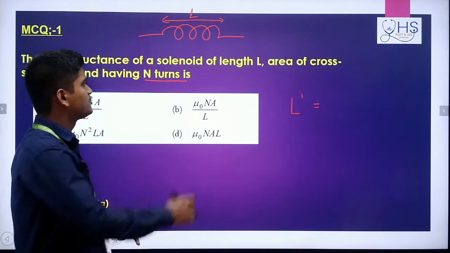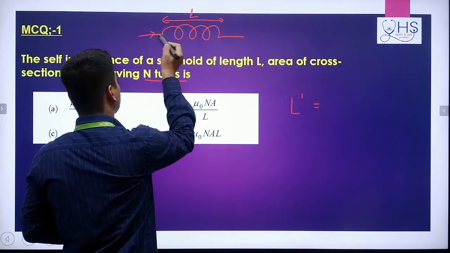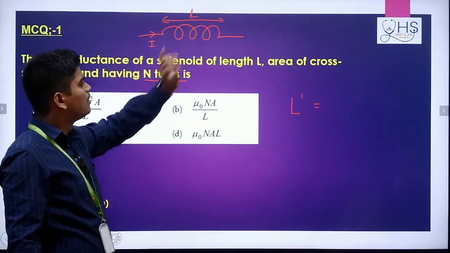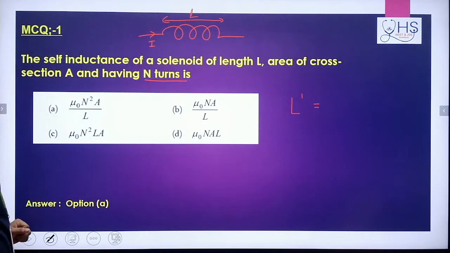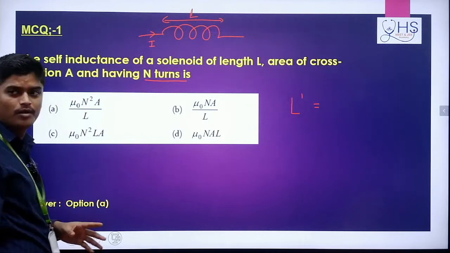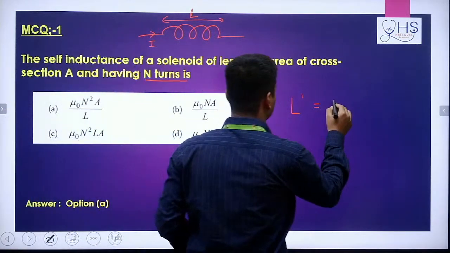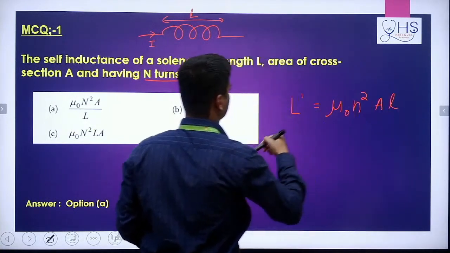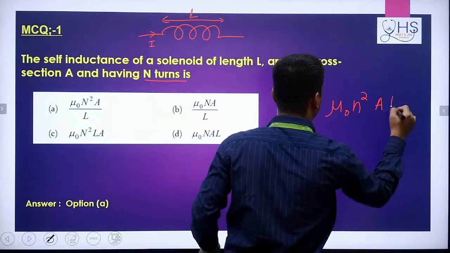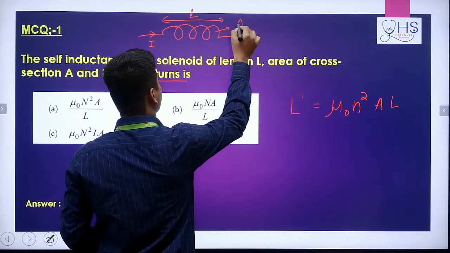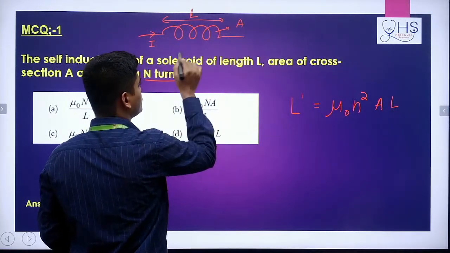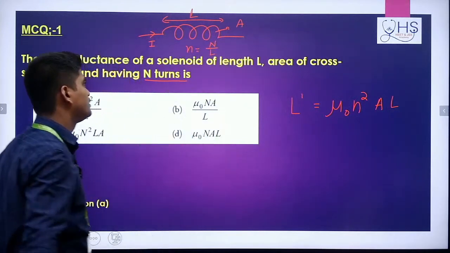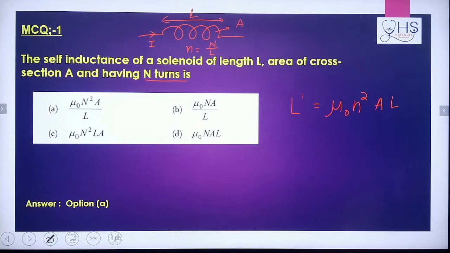Last class, if a current I is flowing in this coil and this current is changing, then some flux changes will happen inside it. Due to that, the self-inductance comes, which is mu naught n squared A into L. This L is the length of the solenoid. If the area of cross section is A and the length is L, and n is the number of turns per unit length, then this is the formula we have already discussed.